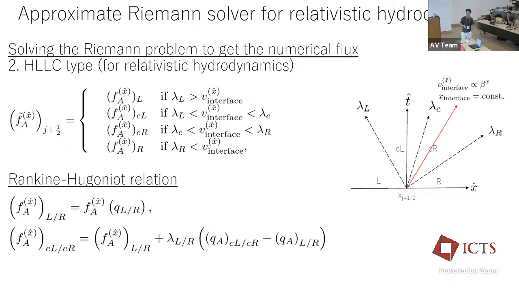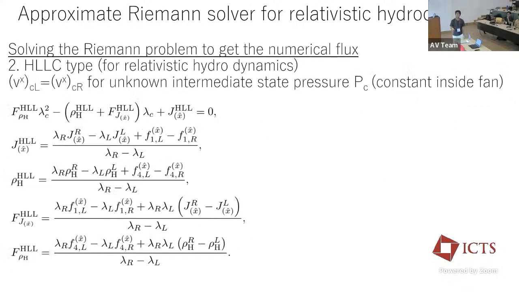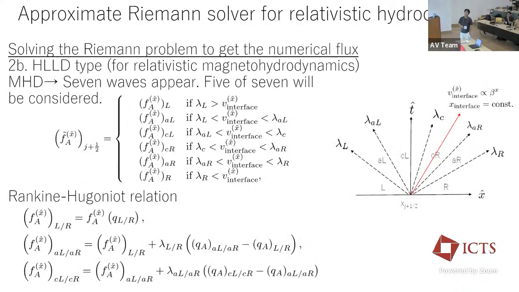By considering these conditions, now you can get the numerical flux at the cell interface. This is the relativistic hydrodynamics case. So this is a more advanced one, for the relativistic magnetohydrodynamics case.